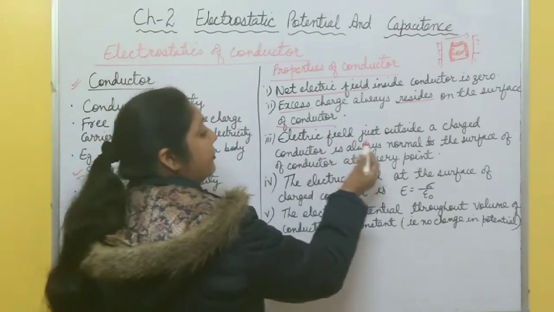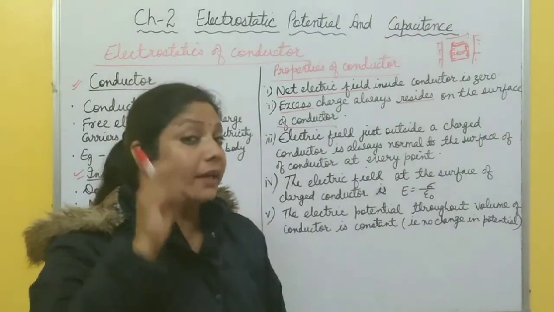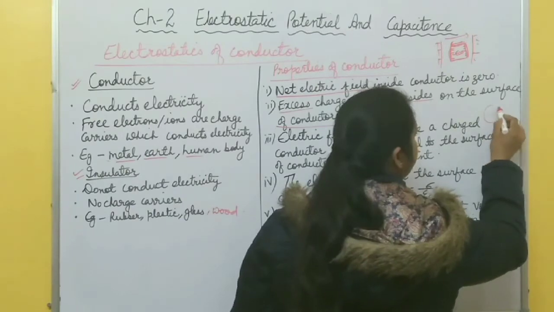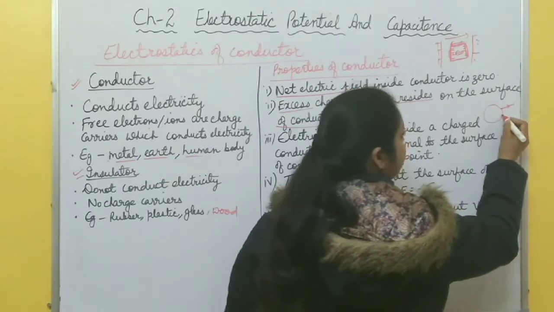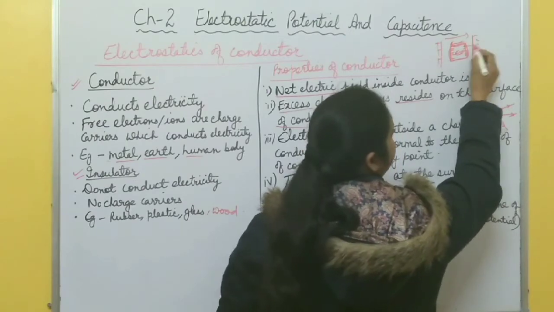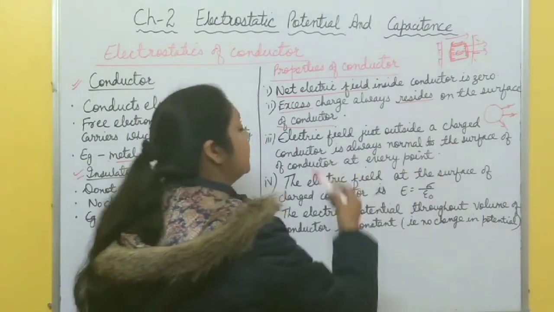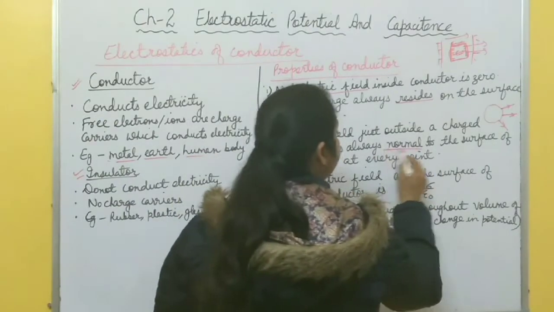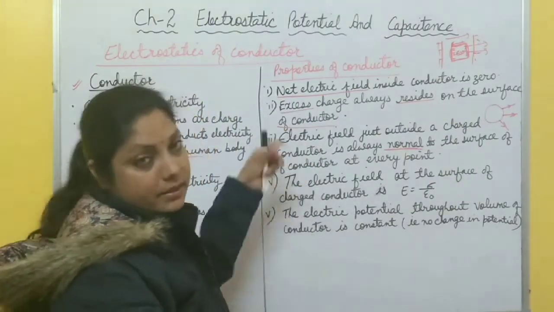Third, the electric field just outside a charged conductor is always normal to the surface of the conductor. You know the electric field inside the conductor is 0. So suppose this is a conductor; outside this conductor, the electric field is always normal to this surface, at this point and normal to this one. The electric field just outside the charged conductor is always normal to the surface at every point. This point is very important. Just remember these things, because when we discuss capacitors, all of these are required.